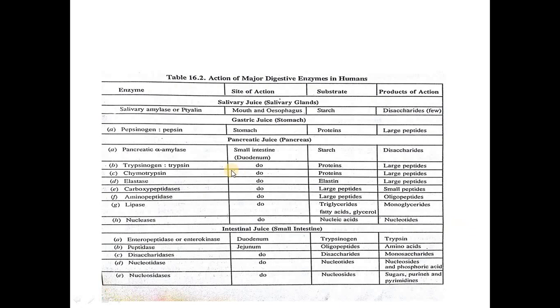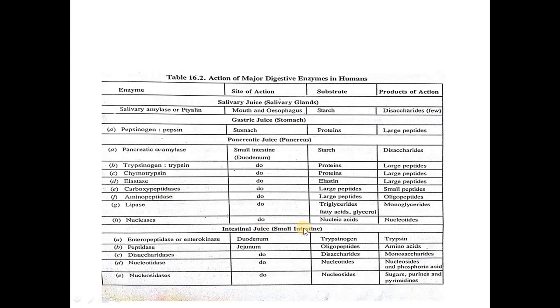So the major enzymes are salivary amylase, the pepsinogen, the pancreatic alpha amylase enzyme, which converts the starch into disaccharide, the trypsinogen, which acts on protein to convert into peptides, chymotrypsin, elastase, carboxypeptidases, which convert large peptides into smaller peptides, and aminopeptidases, which is found in the small intestine, that is in the duodenum, which converts the large peptides into oligopeptides, and lipase, which converts triglycerides, fatty acid, glycerols into monoglycerides.